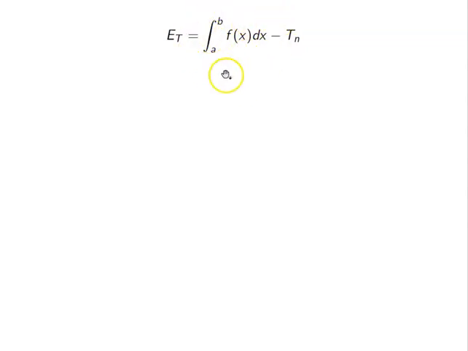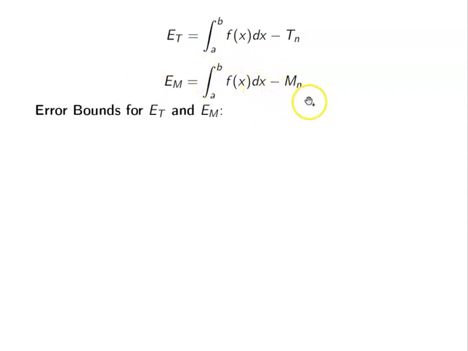I take my exact value, which is my integral, and I subtract my approximation. Same thing here for the midpoint rule, left-hand rule, right-hand rule, it's all the same. I take my exact value and subtract my nth rectangle approximation. So let's look at trying to bound my errors. So this is something new.